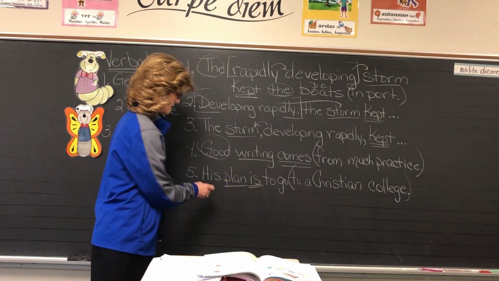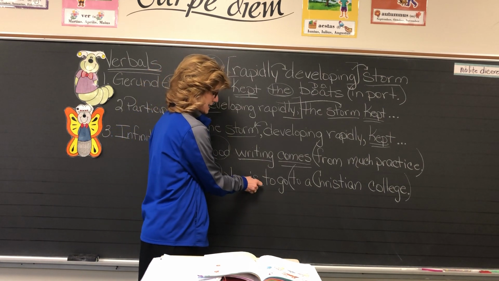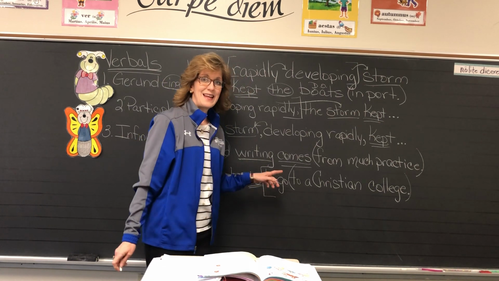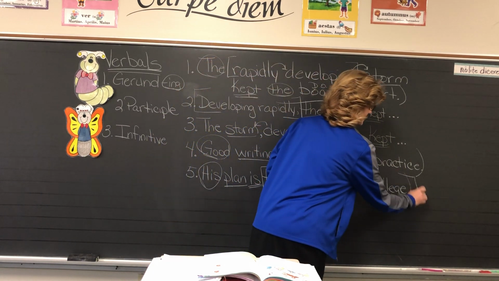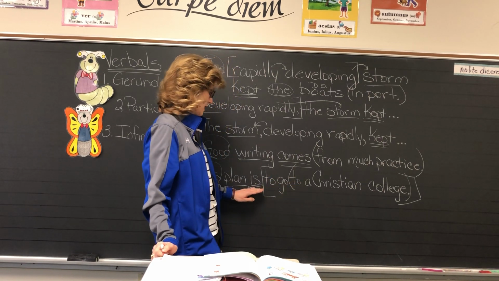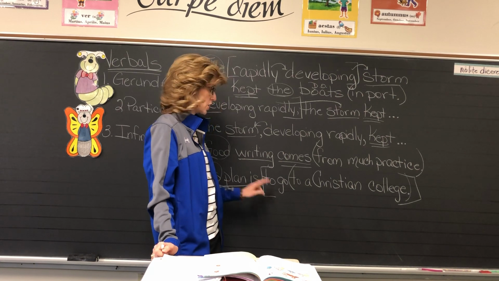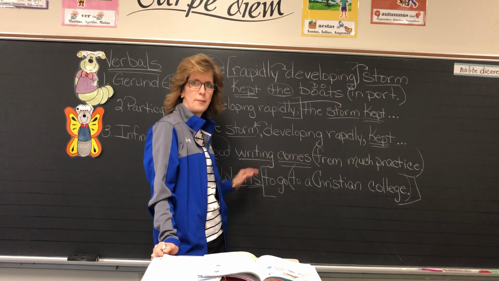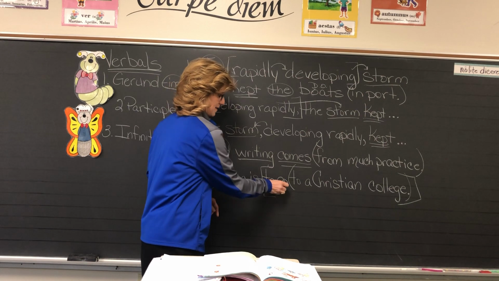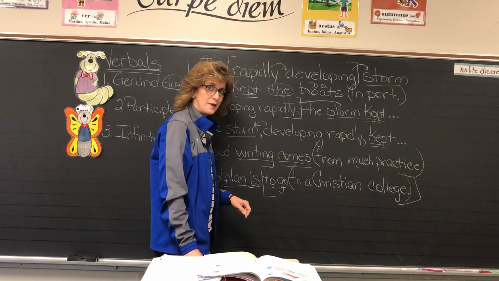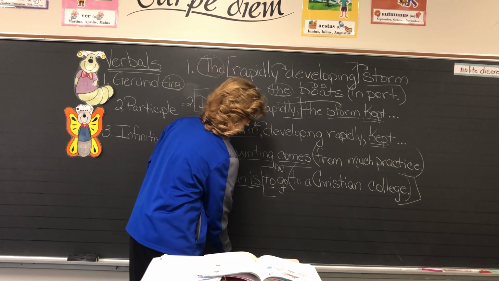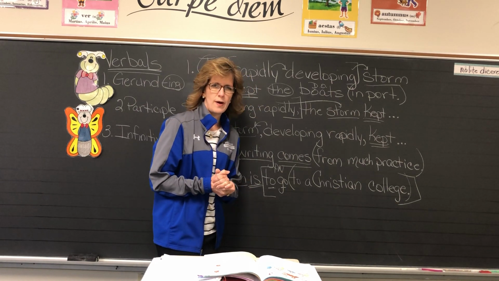Plan is the subject. His, of course, is an adjective. The plan is to go to a Christian college. So there is an infinitive, and how it's acting in this sentence is called the predicate nominative. The predicate nominative, the noun after a linking verb, and it's renaming the subject. Okay, to go to a Christian college, that's what the plan is. It's equal. Okay, so this is an infinitive. See that? To plus a verb, and it's acting like a noun. In this case, a predicate nominative. All right. There is your advanced grammar lesson for today.